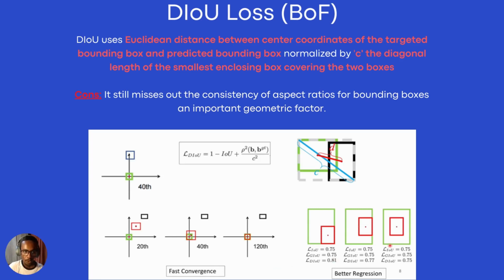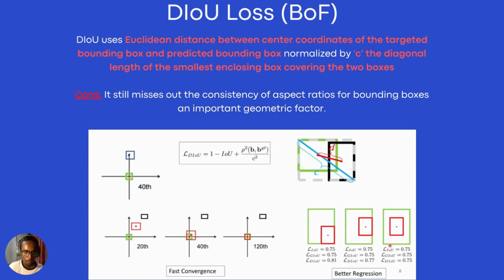And it also has its own drawbacks because it still misses out on the consistency of the aspect ratios. But it solves the problem of GIOU, because GIOU has a slow convergence. Here we can see that the red box is approaching the green box much faster than GIOU, because we're just considering the distance between the 2 centers instead of minimizing the area between them, and we can reach the target box much faster, on the 120th iteration.